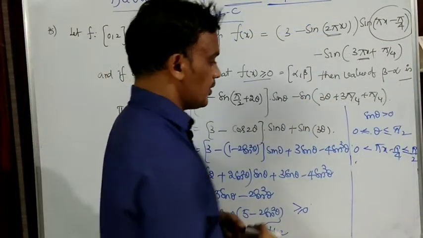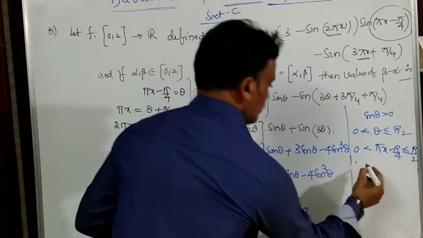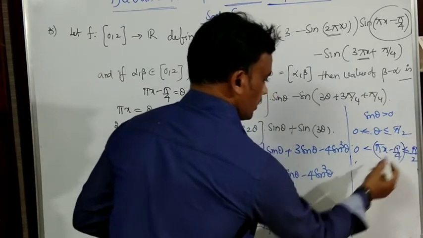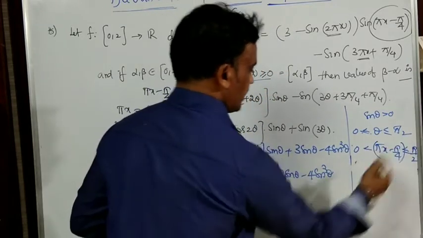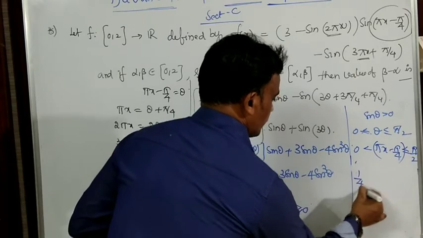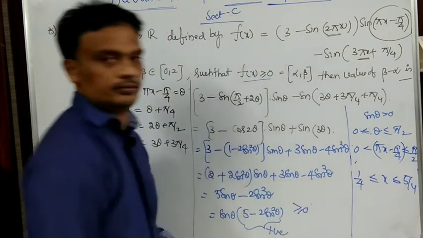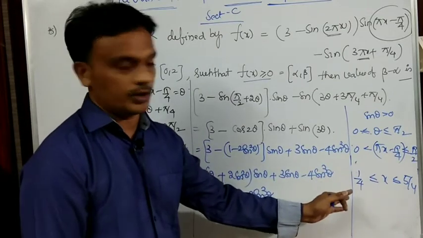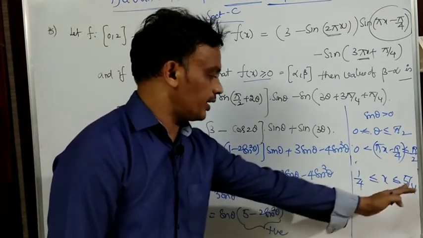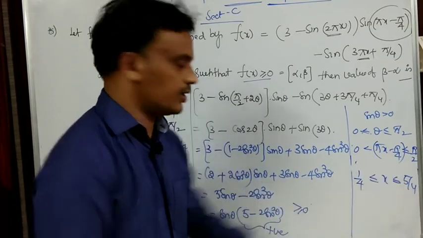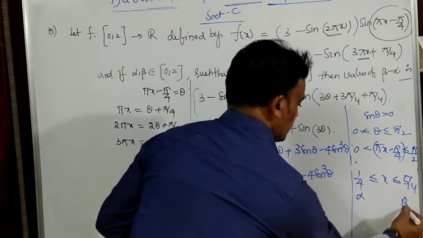From this one, separating the x term from all the terms, pi gets cancelled. So finally I can write 1 by 4 less than or equal to x less than or equal to 5 by 4. By simplifying this one, we can get the answer. So what are alpha and beta? Alpha value is 1 by 4 and beta value is 5 by 4.